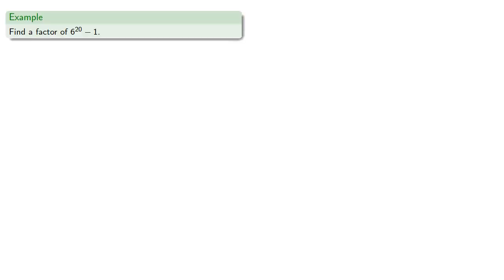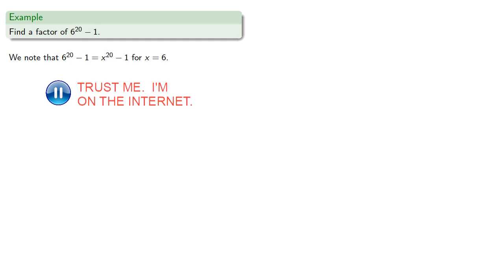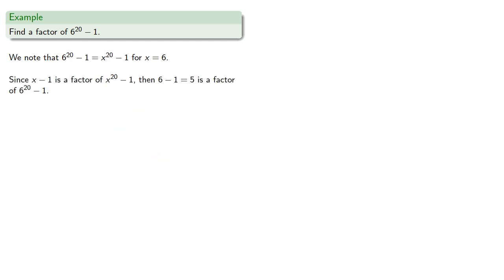For example, we might try to find a factor of 6 to the 20th minus 1. We note that 6 to the 20th minus 1 is just x to the 20th minus 1 for x equals 6. And since x minus 1 is always a factor of x to the 20th minus 1, then 6 minus 1, 5, is a factor of 6 to the 20th minus 1.